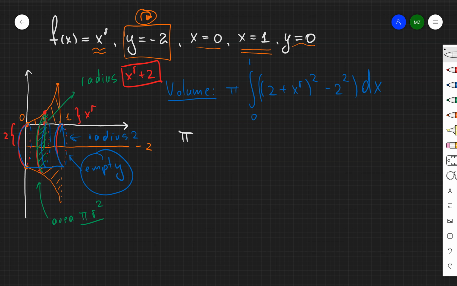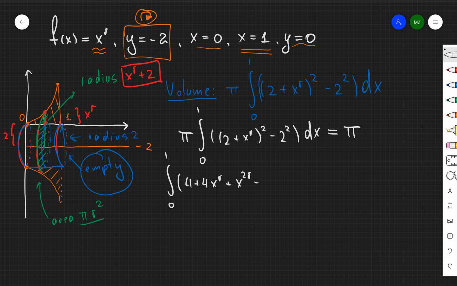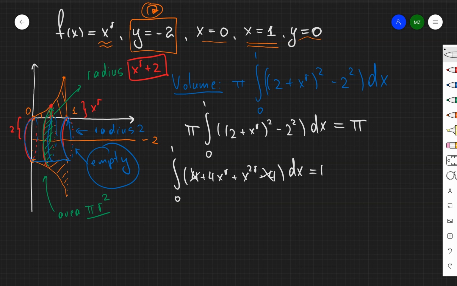And since we want to find for which r that integral is going to be equal to pi, I'm going to just set that integral equal to pi, and I need to solve that equation for r. So for that, first I'm going to cancel out pi on both sides, and I'm going to expand my (2 plus x to the r) squared. And you can see that 4 and -4 are going to cancel. Then after that, I just need to find the integral on the left hand side by applying the power rule. And I'm going to obtain 4 times x to the r plus 1 over r plus 1 plus x to the power of 2r plus 1 over 2r plus 1.